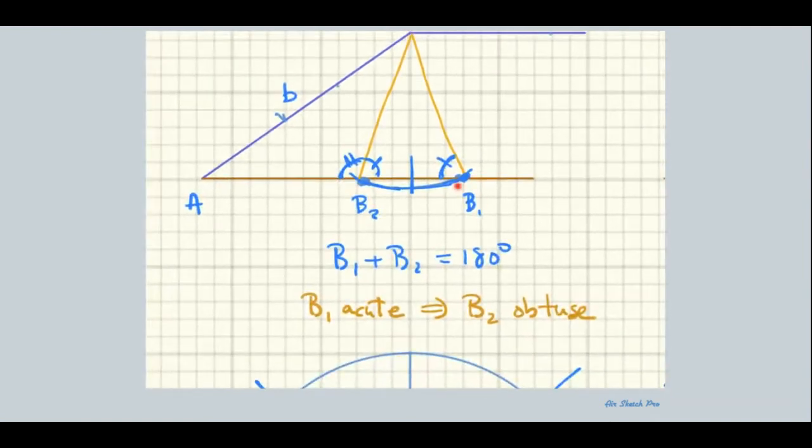Now, I want to point out again that this angle is acute. This implies the other one's going to be obtuse. So you get one angle.